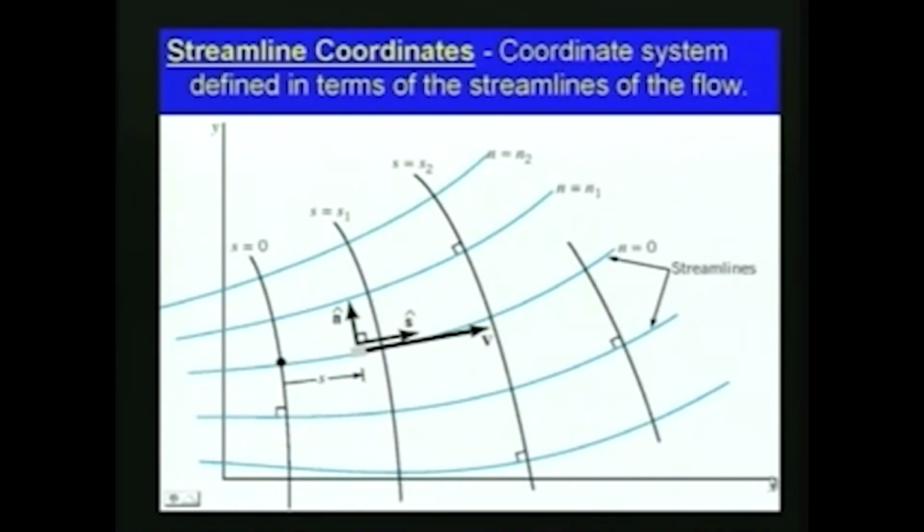So instead of describing the fluid flow with respect to this xy coordinate system, here we can describe the fluid flow with respect to S and N, that is the streamline and its normal, so that it is in the direction of the fluid flow itself. So that will be much advantageous as shown here. So the flow is described with respect to the streamline coordinates.